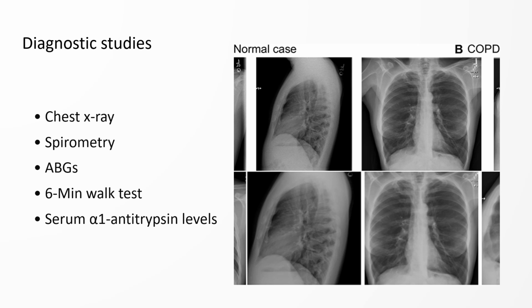And again, we'll also get the serum alpha-1 antitrypsin level. That's how we measure that genetic component of the COPD for the patient.